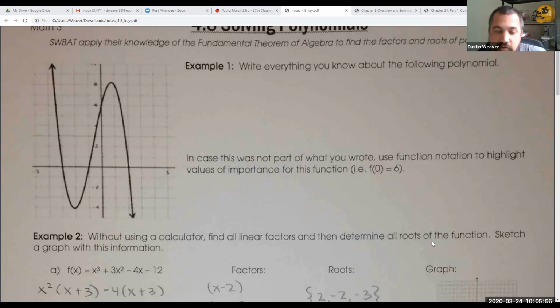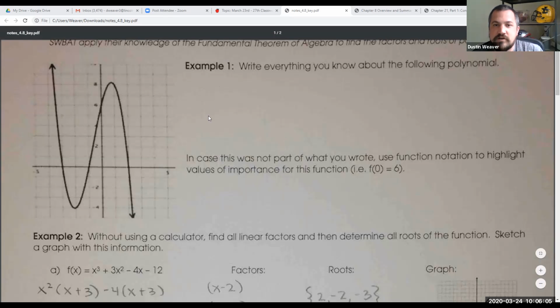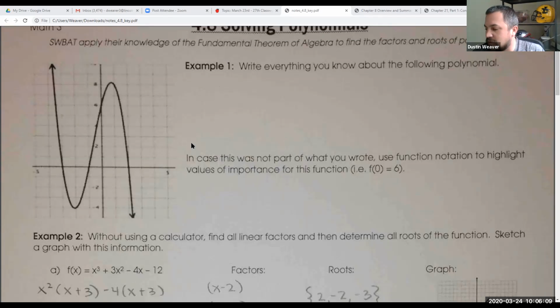All right, so today's lesson is solving polynomials. Basically, there's something called the fundamental theorem of algebra, in order to find the factors and the roots. If you remember, factors and roots and zeros and x-intercepts, those are all the same thing.